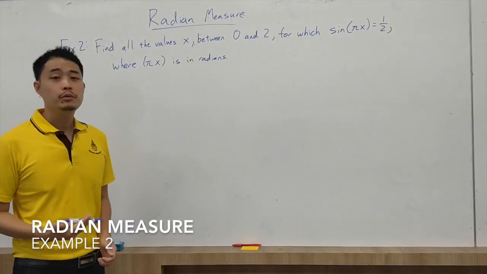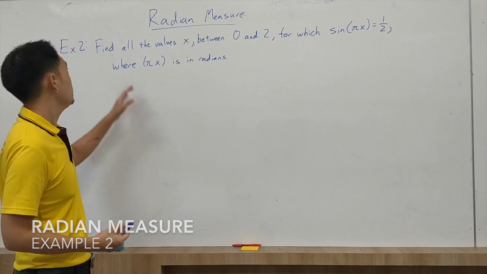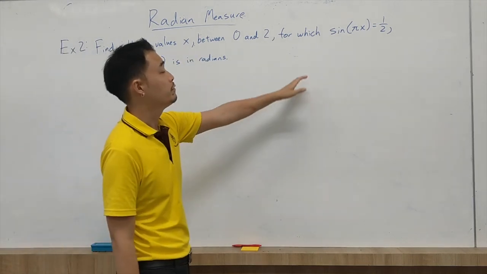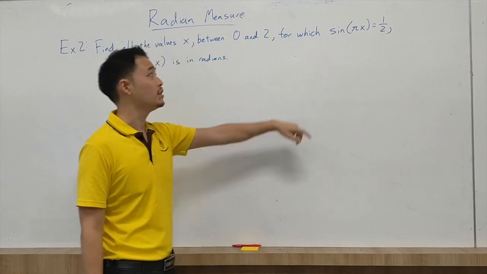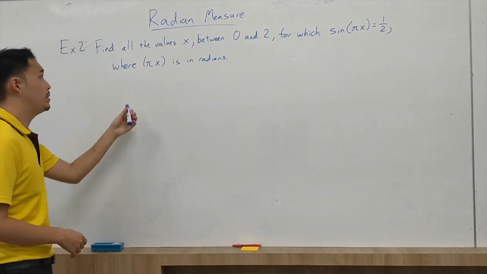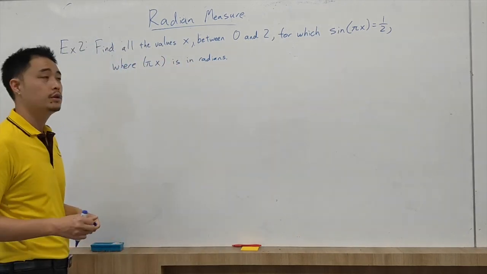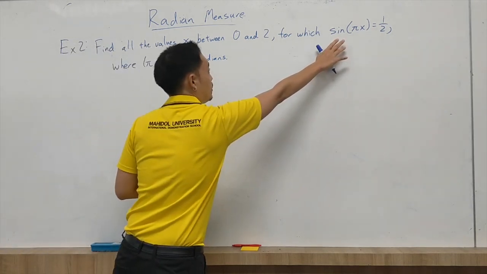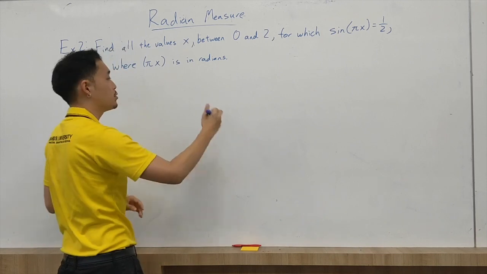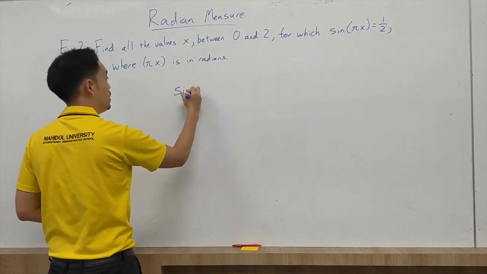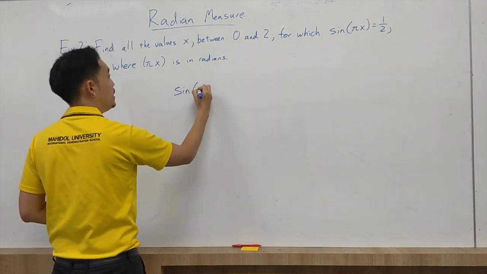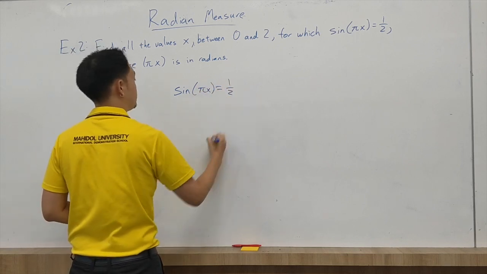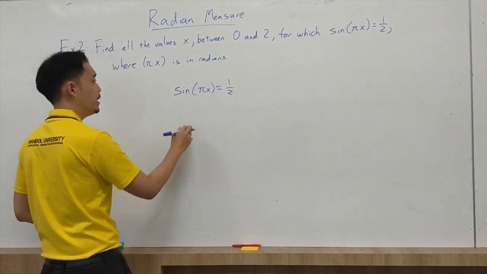Okay, for our next example, let's do some equation solving. We want to find all the values of x between 0 and 2 for which sine pi x equals 1/2, where pi x is in radians. So the first thing we want to think about is, think of this as a normal trigonometric function, right? So if I said sine of pi x equals 1/2, let's forget about the pi x for now.